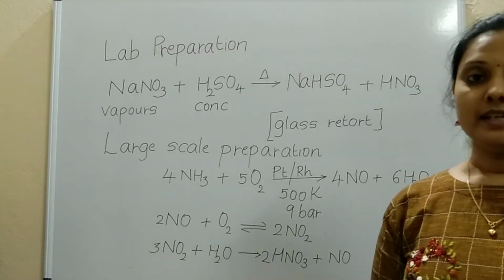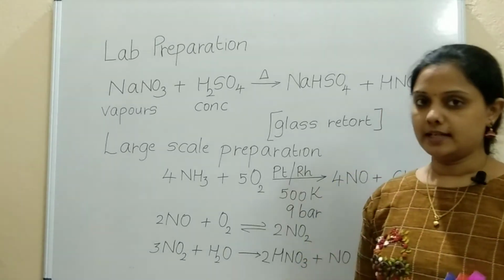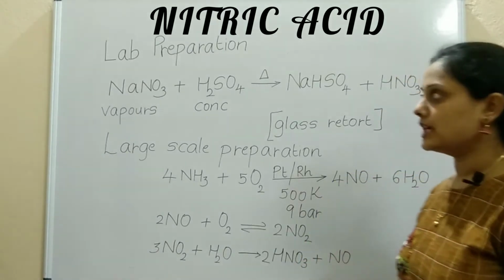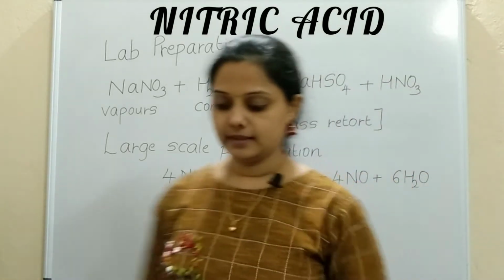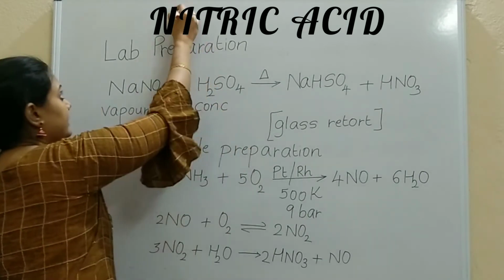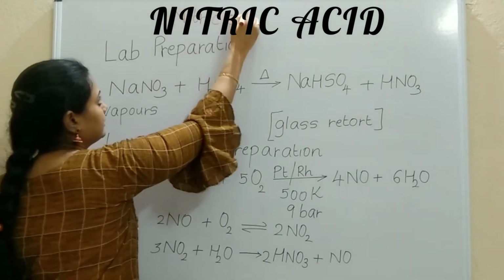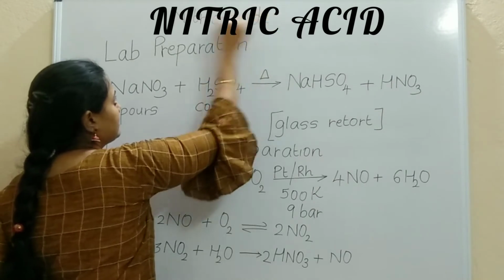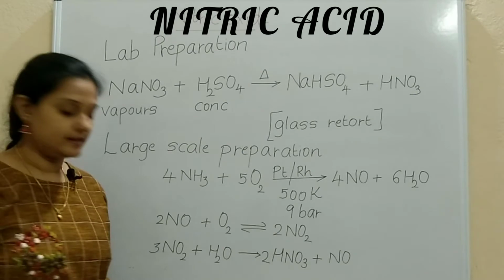Hello children. So yesterday we completed one of the compounds of nitrogen, that is ammonia. Today we shall check for the next compound, that is nitric acid. Nitric acid, the formula is HNO3. So let's check the lab preparation of nitric acid.